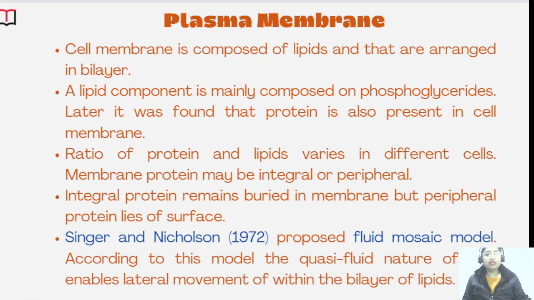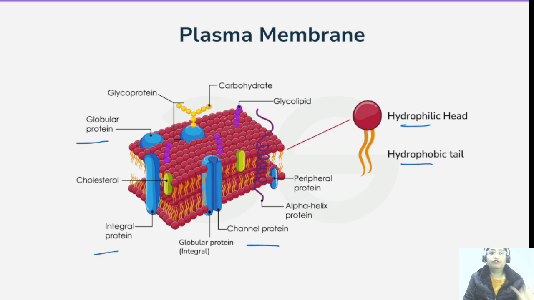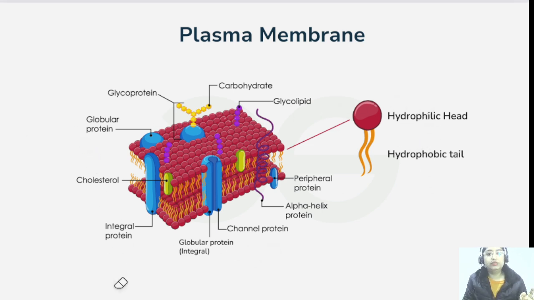Now, the cell membrane is composed of lipids, the phospholipid bilayer, and some proteins. The lipid and protein ratio can vary from cell to cell. Singer and Nicholson in the year 1972 proposed the fluid mosaic model of the plasma membrane. Now, what is this fluid mosaic model? As I told you, plasma membrane is made up of phospholipid bilayers. Bilayers means two layers are there.